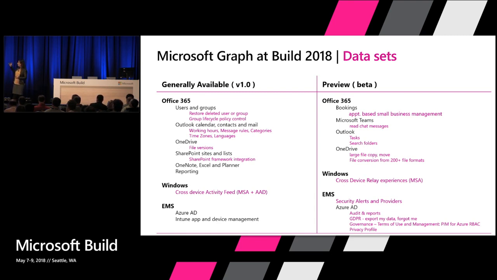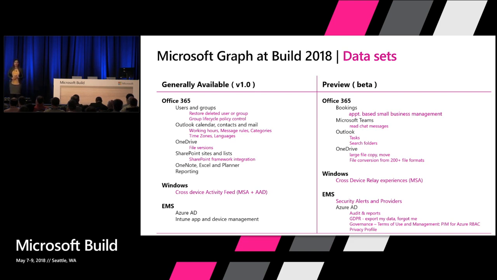If you think about all of the different data and all of the different services that are part of these offerings, you'll see that we have a lot of new capabilities. All of the things in pink are new capabilities in Microsoft Graph for Build 2018. I'll call out a couple of things.